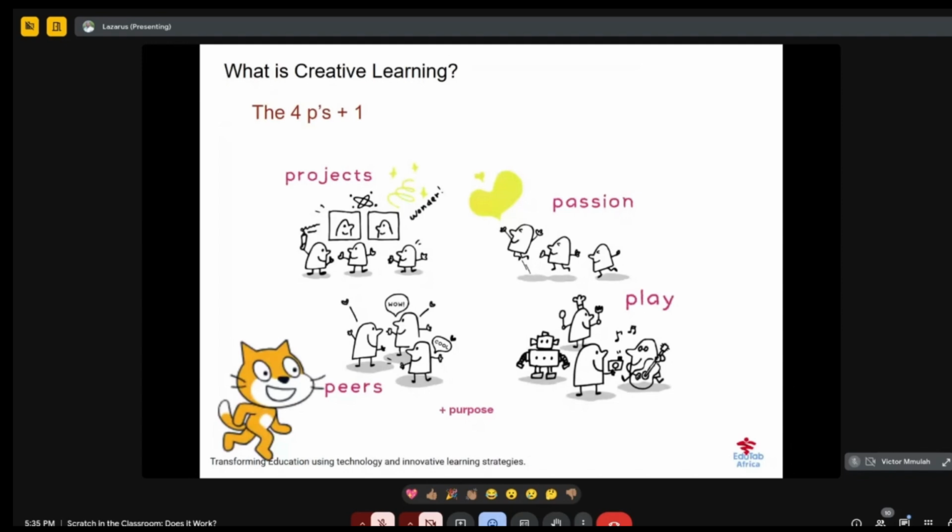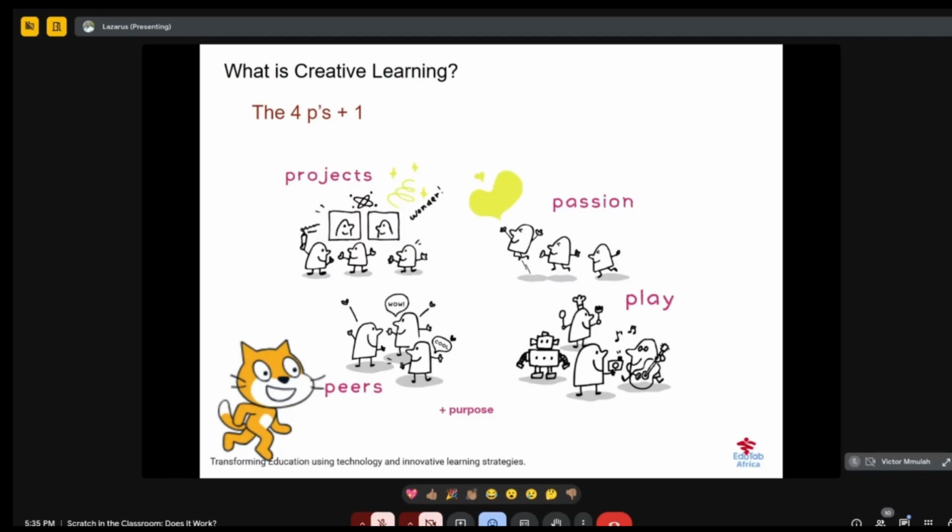So these particular principles of creative learning are coming out very clearly in the way that we work, in the way that we use Scratch, and they are very much important. I'm also happy that someone mentioned that there is a purpose that comes with all this, and these are very much clear when it comes to the guiding principles.